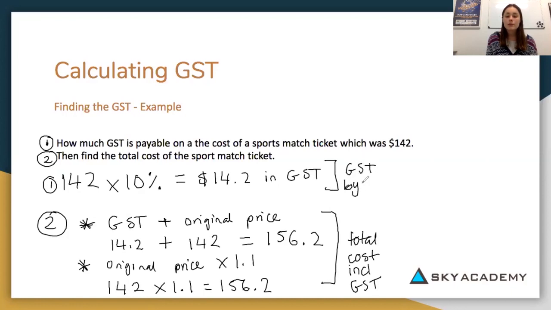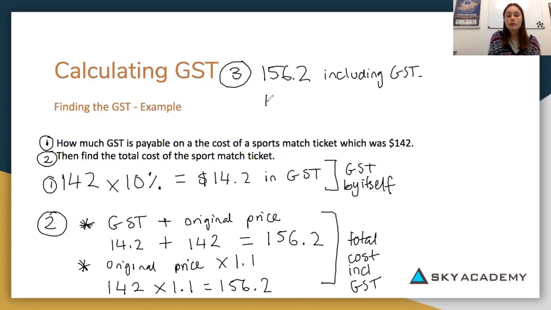Now the third way involving GST that we'll just quickly look at, we don't have a question for it, but it's worthwhile doing, is where you find the original price before the GST was added. So say they gave us a question where it says $156.2 including GST, find price without GST. Then you would simply do 156.2 divided by 1.1, and when you do that, it will give you $142.